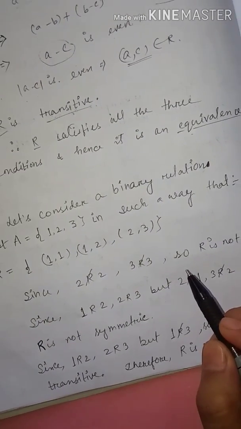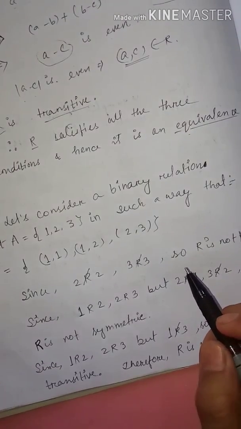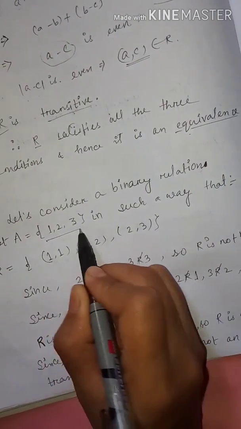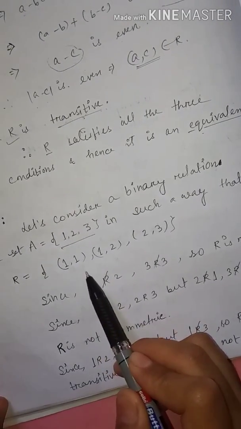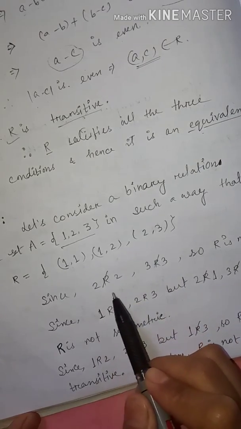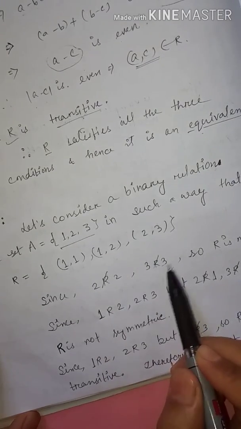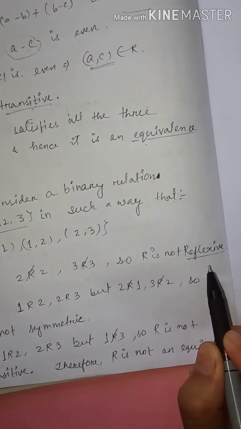How? In the whole set A, we have three elements, 1, 2 and 3. But in the relation R, we have only (1, 1), (1, 2) and (2, 3). The elements (2, 2) and (3, 3) are not contained in the relation R. Therefore, R is not reflexive.